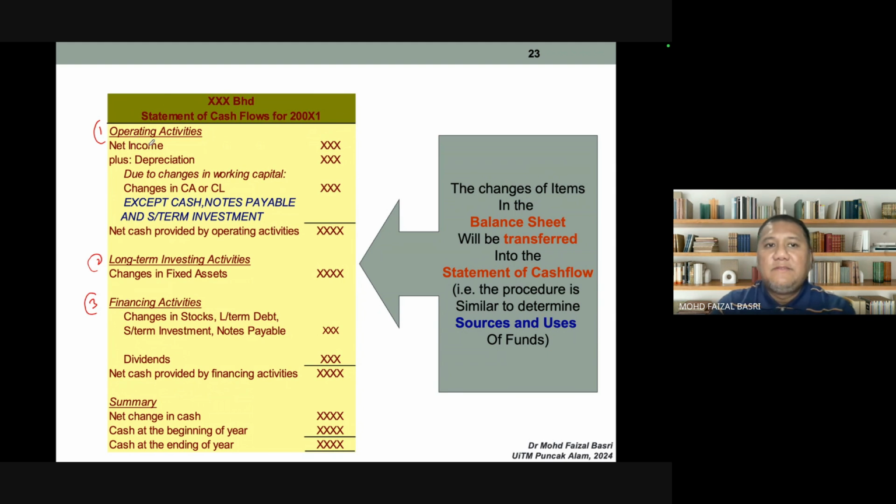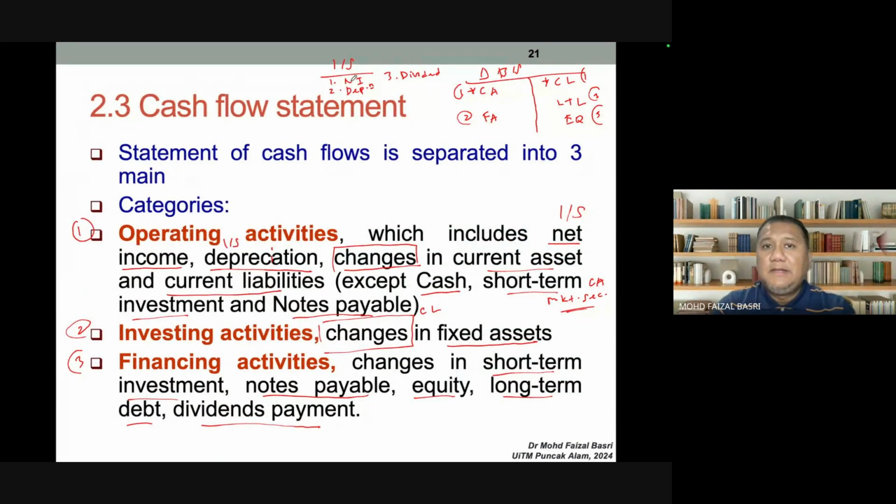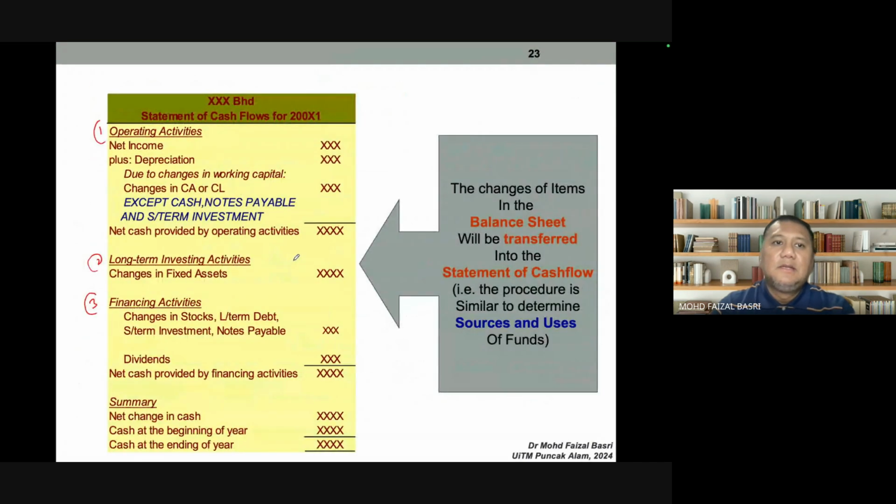Okay, and remember, for operating, we're going to start with net income, and this net income datang dari income statement. Plus depreciation pun datang daripada income statement. This part net income dengan depreciation daripada income statement, this part and this part. So the rest comes from the changes in current asset and current liabilities, again with the exception of 3 I mentioned: cash, notes payable dengan short-term investment. So notes payable dengan short-term investment masuk dekat financing yang ni, this one, short-term and also notes payable.